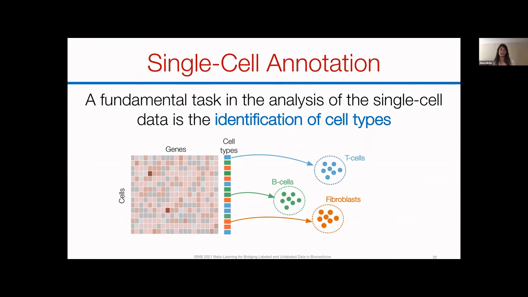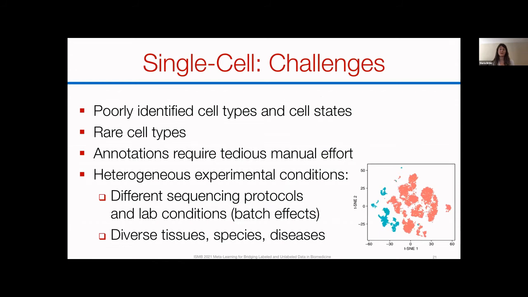And there are a number of challenges which arise when you deal with single cell data sets. First, there are many poorly identified cell types and cell states, meaning that we might only have a few labeled examples that belong to a particular class. Secondly, there are many rare and unseen cell types, because our knowledge is still incomplete in this space, and some of these cell types we cannot confidently label. And last but not least, we are often faced with heterogeneous experimental conditions. For example, we might do the sequencing using one sequencing technology and then get another data set using another sequencing technology.